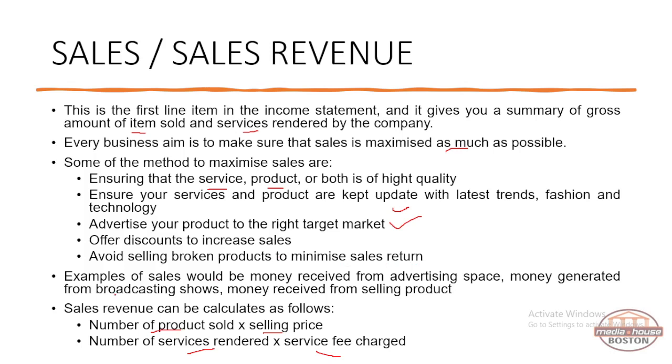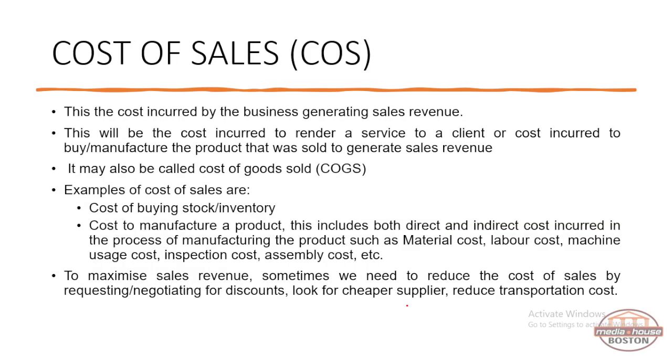So here it says that an example of sales will be money received for advertising space, money generated from broadcasting shows, money received from actually selling a product. So these will be types of sales revenue or revenue generated by the company. And then now we have got cost of sales. So cost of sales is an expense, but it is not just an ordinary expense.